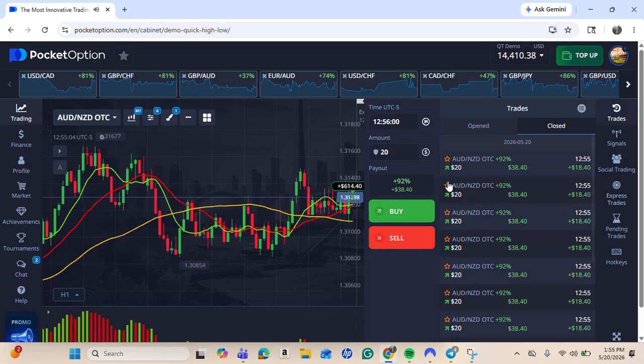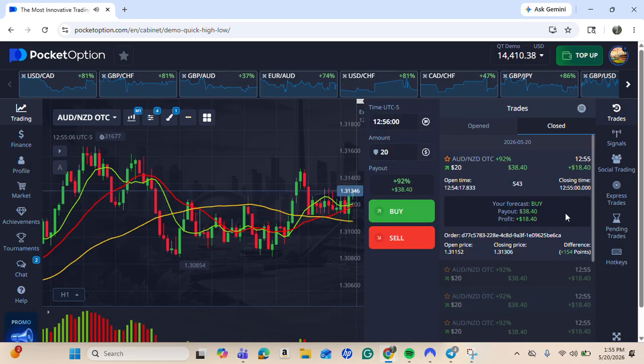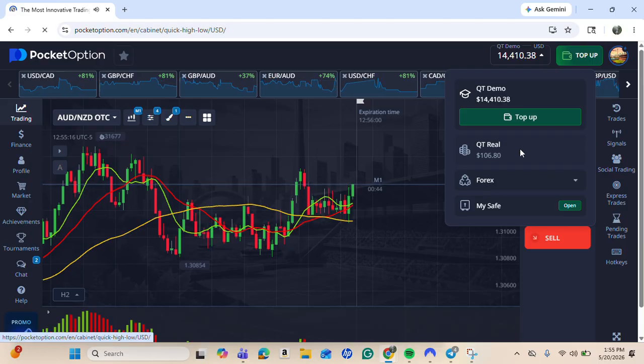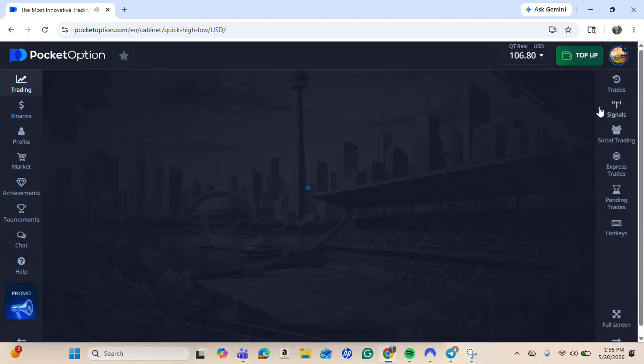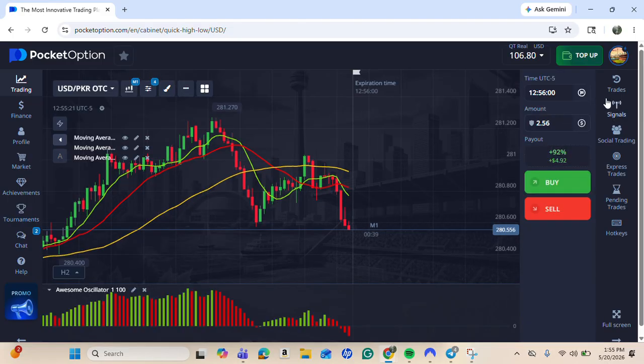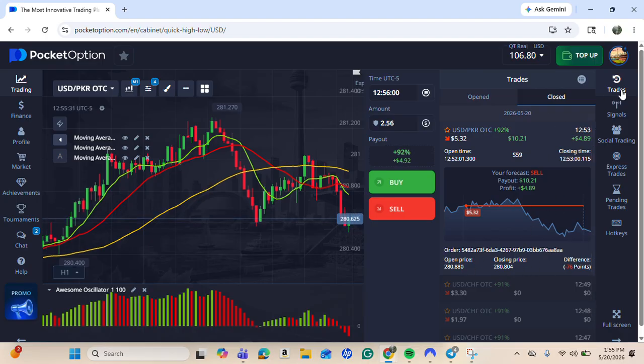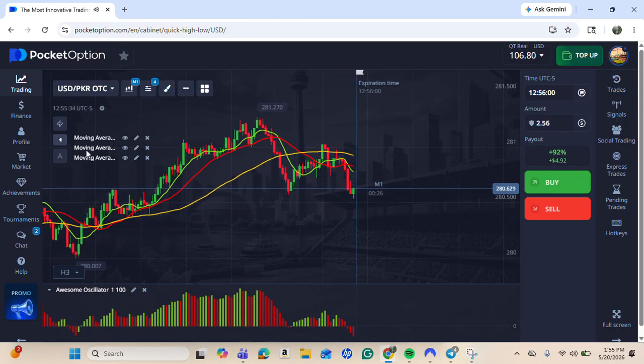So when you go on demo and you win, this is what you see. See the difference? You don't see how many pips you win, like the chart. Real account shows you this. On demo, you don't see this. You only see these things and that. So that's the difference. Gonna be real.